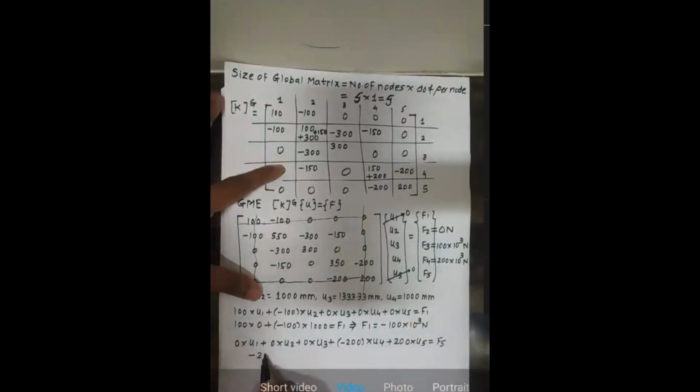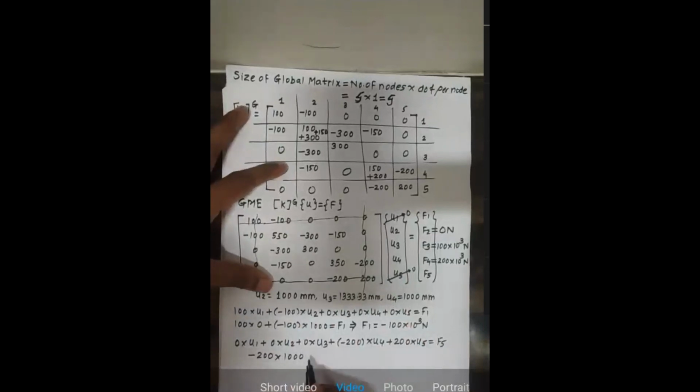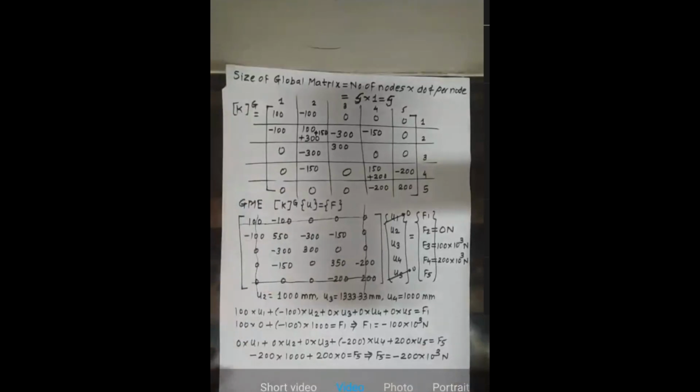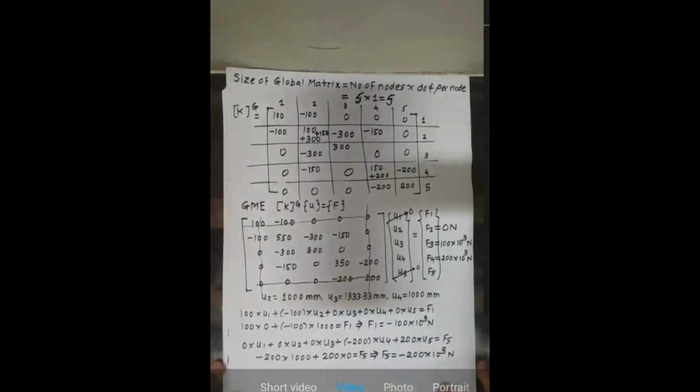So what you will have? Minus 200 into U4, and U4 is again 1,000, plus 200 into U5, which is 0. So let me know what value of F5 you're getting. Minus 200 into 10 to the power 3 Newton. Clear or not?